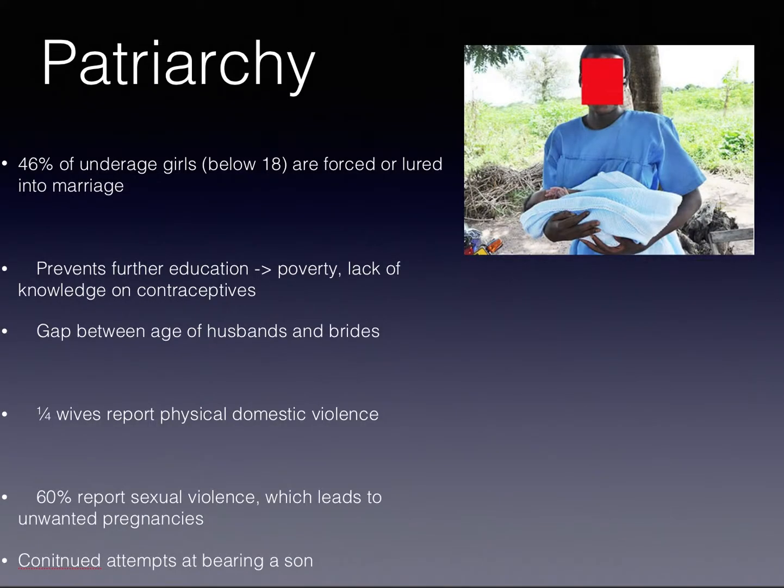Patriarchy. Unfortunately, 46% of underage girls, which means in Uganda below 18, are forced or lured into marriage. This prevents further education, which leads to poverty and lack of knowledge on contraceptives.